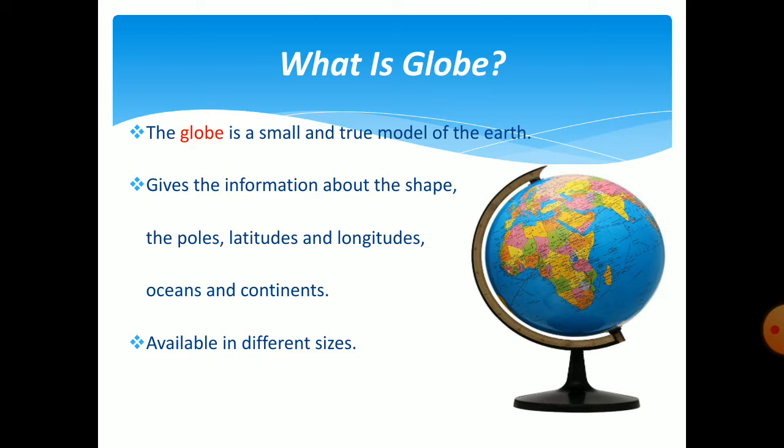Now what is the globe? As we know, in general the shape of the earth is spherical, but it is slightly flattened at the poles. So we get a realistic view of the earth through the globe. The globe is a small and true model of the earth. It gives information about the shape of the earth, the poles, latitudes, longitudes, oceans and continents.